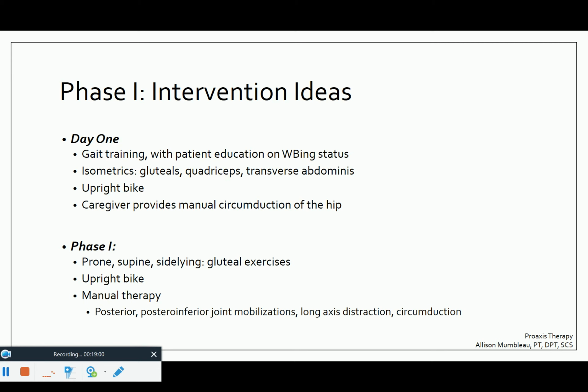And then usually they're accompanied to their first visit by a caregiver or a spouse or a family member. So you want to try to teach them manual circumduction of the hip. So we want that thing to stay moving and stay lubricated in a safe way. So during phase one, you can do prone, supine, and sideline gluteal exercises, upright bike, manual therapy. This includes posterior and inferior joint mobilizations. You can do light long axis traction or distraction and circumduction.